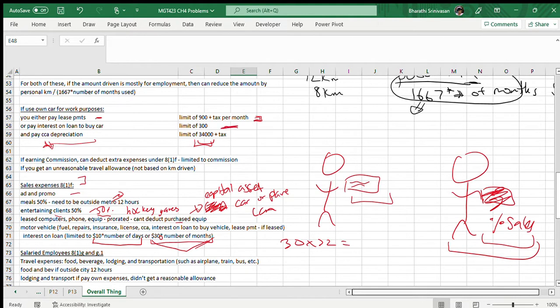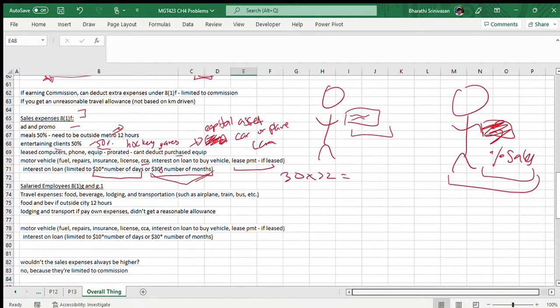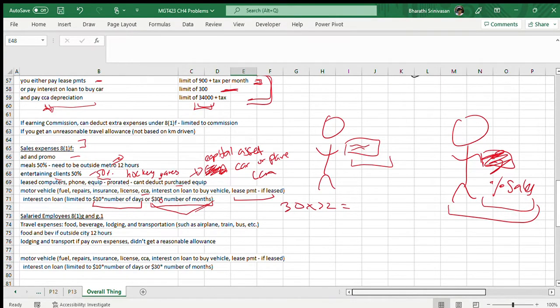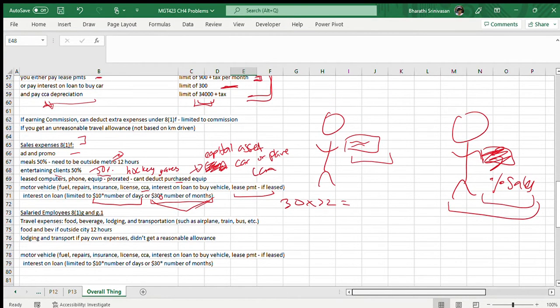If you use your own car for work purposes, this is the limit of the interest you can deduct. Same thing over here, if your lease payment, CCA, these things also have the exact same limits. You have to remember that. So these are the things you can deduct under sales expenses. One thing is that your sales expenses have to be limited to your commission. If you're earning a commission of $6,000, you can't say, my sales expenses are 9K, so I get a loss of negative 3K. That's not allowed. The maximum deduction you can get is 0.